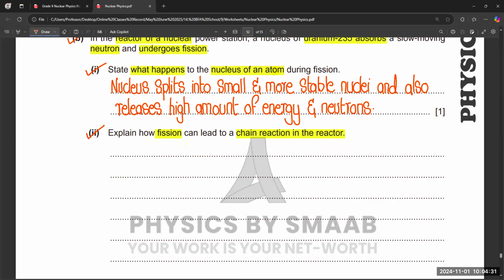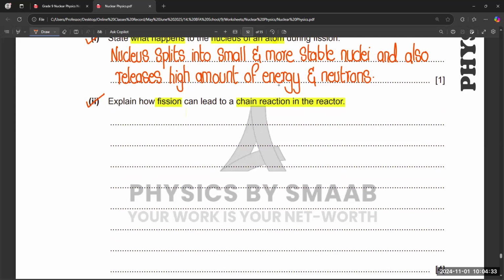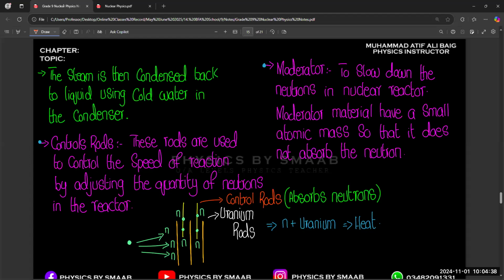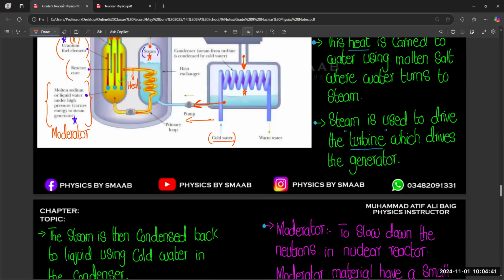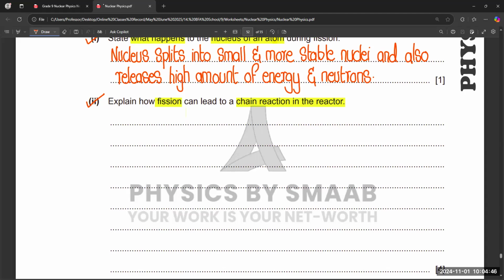So we need to write for 4 marks, and this is very simple. Again, you can see this is a descriptive type answer. We just need to copy paste the concept we already studied about nuclear reactor and nuclear fission reaction, and you will get your complete answer. First of all, we need to start with the fission, that during fission reaction, we will get more neutrons, right?